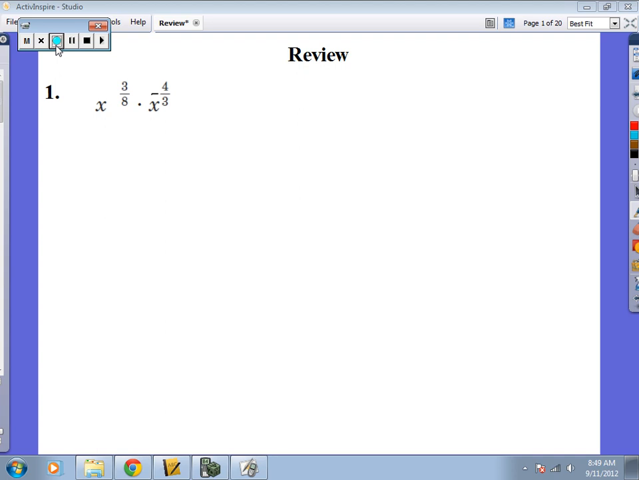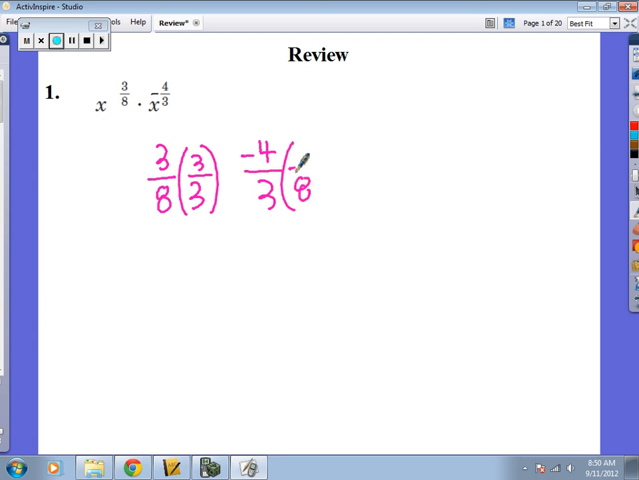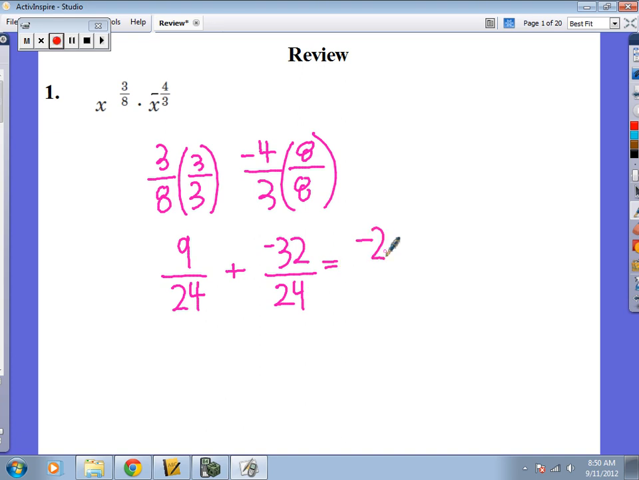Okay, first you add your fractions together, but you have to give them a common denominator. So you have -4/3, and their common denominator is 24, so you times this one by 3 and this one by 8, so the denominator is 24. Then you get 9 over 24 plus -32 over 24. That equals -23 over 24.